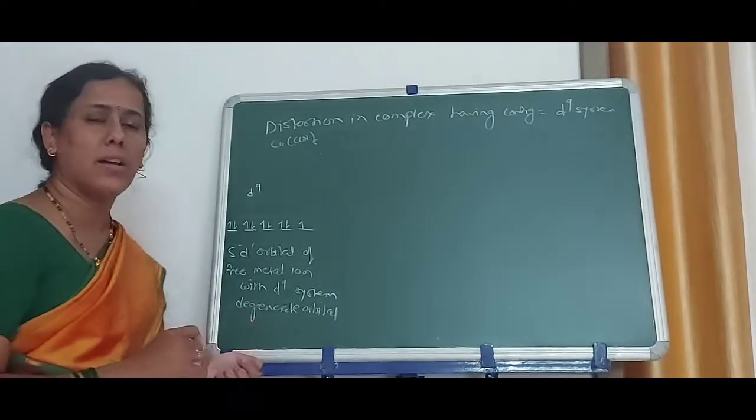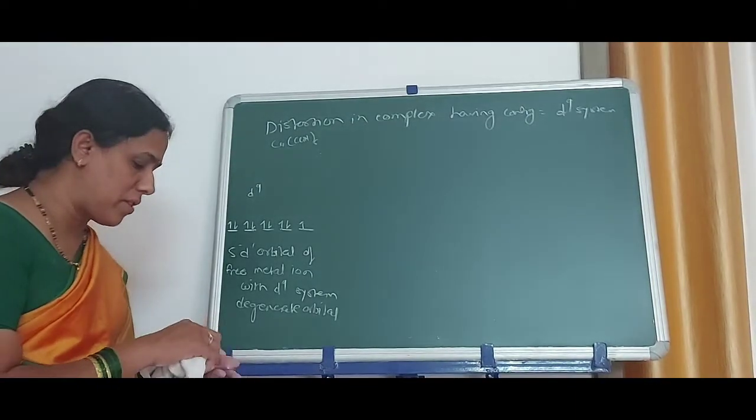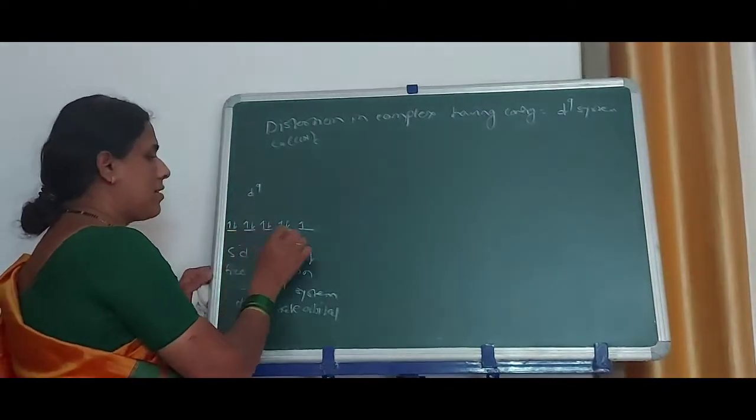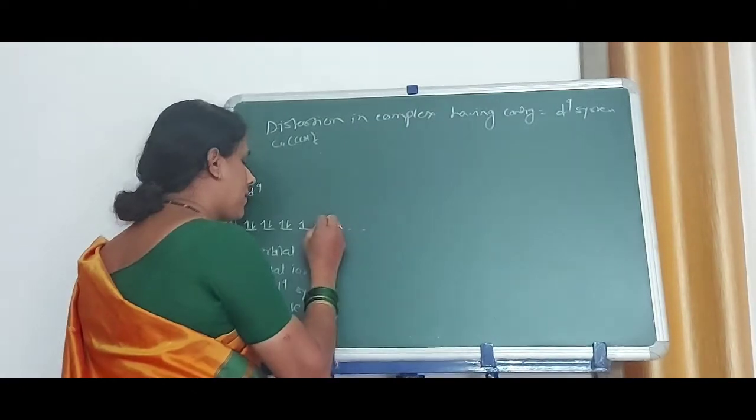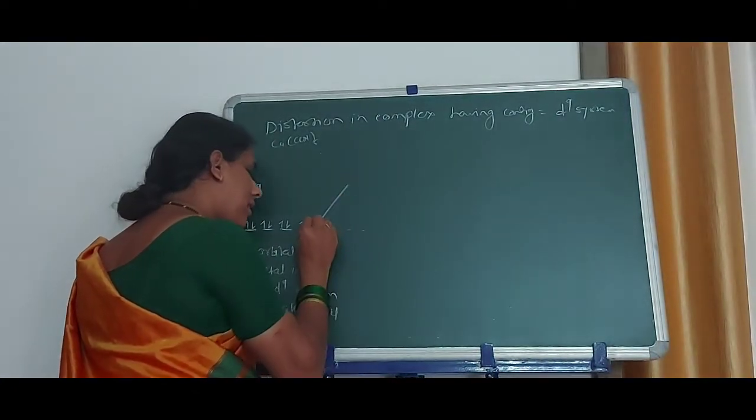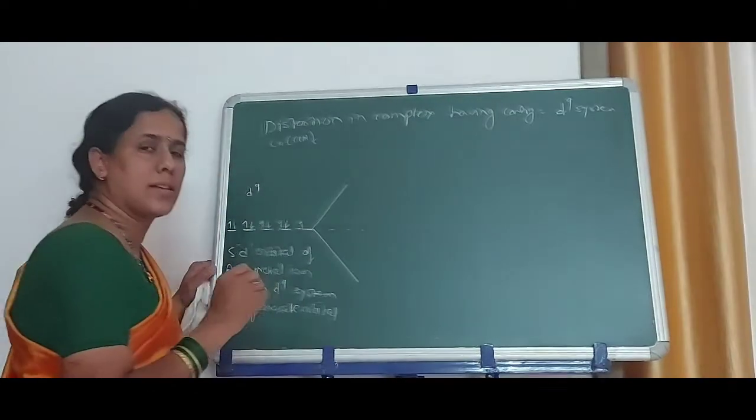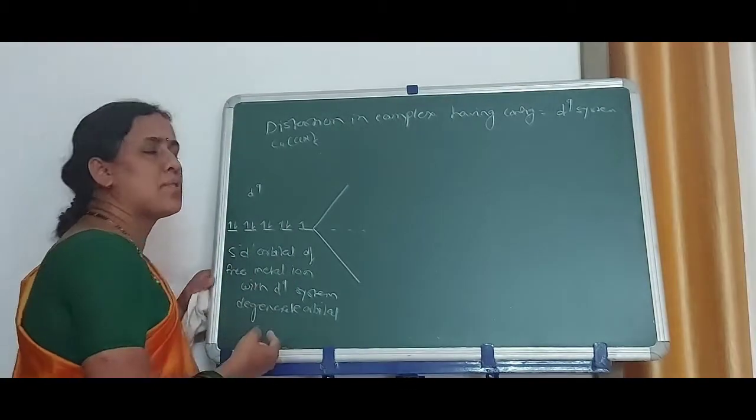besides the low spin complex, when we consider at that time what happens here. See here, after approaching the ligands in an octahedral complex, which orbitals absorb the energy?